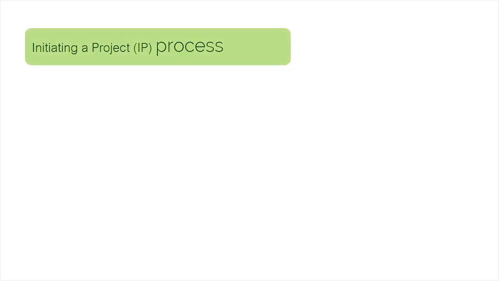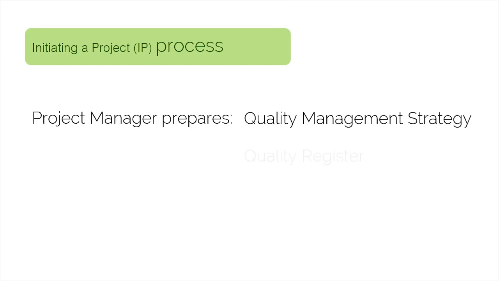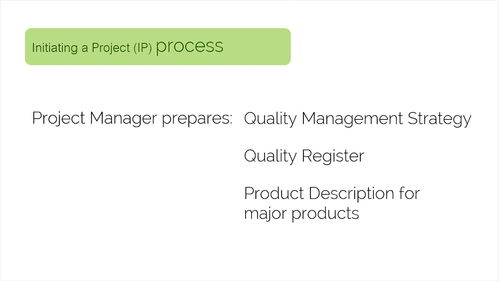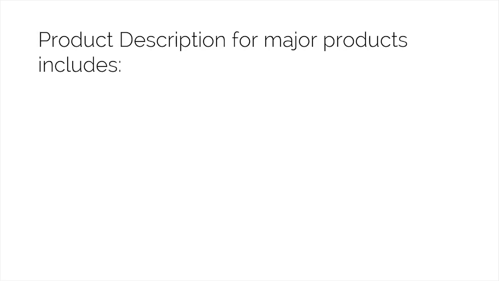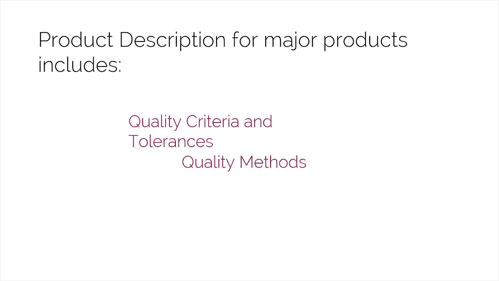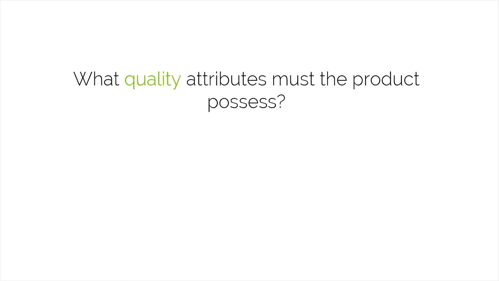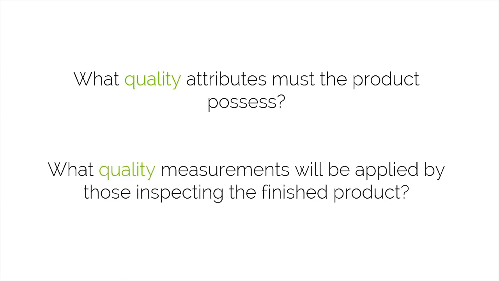In the initiating a project process, the project manager prepares the quality management strategy, quality register, and product descriptions for the major products to be produced in the next stage. The product description for each major product will include quality criteria and tolerances, quality methods, and quality responsibilities. The quality criteria and tolerances answer the questions: what quality attributes must the product possess, and what quality measurements will be applied by those inspecting the finished product.